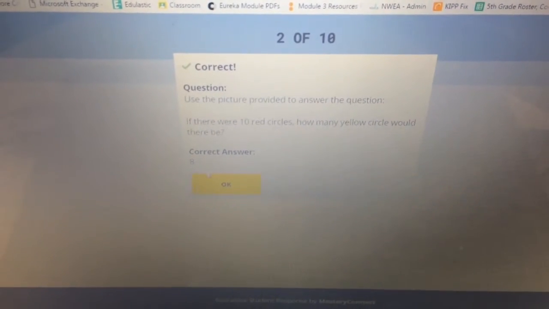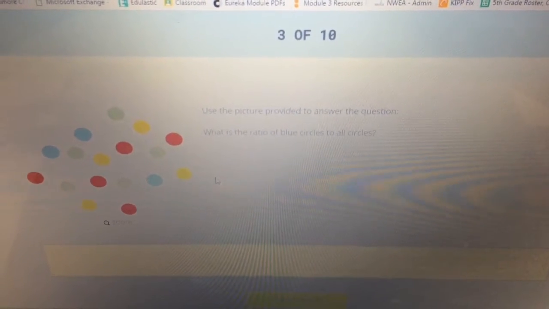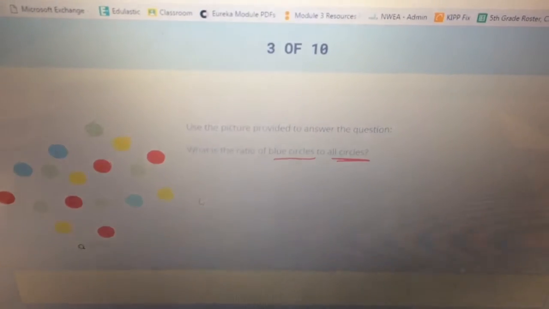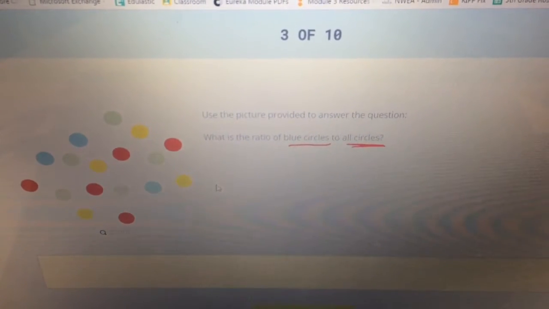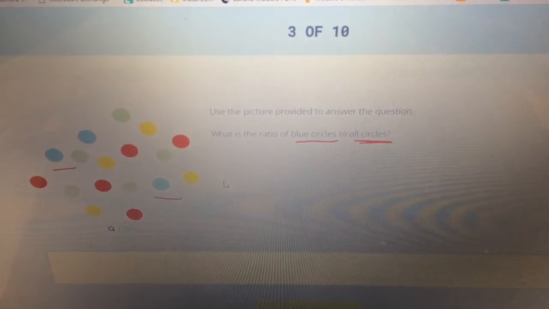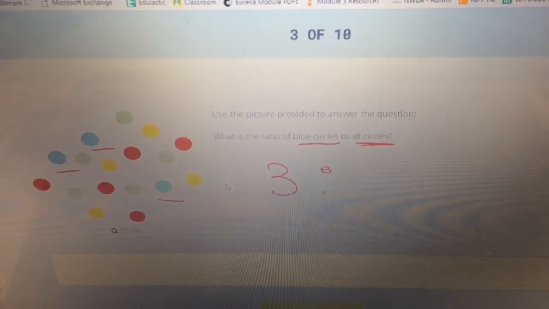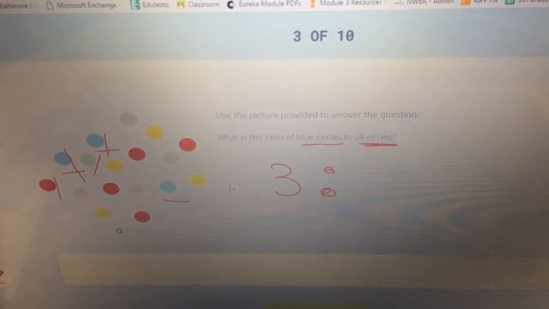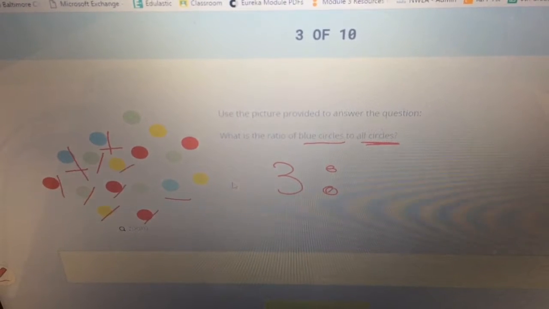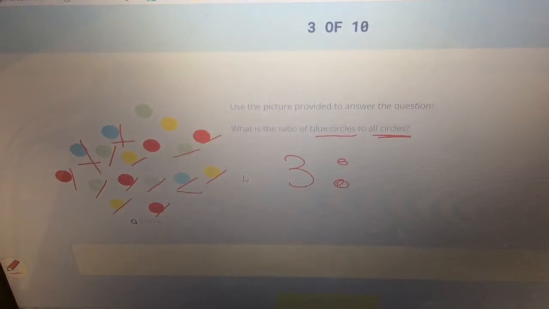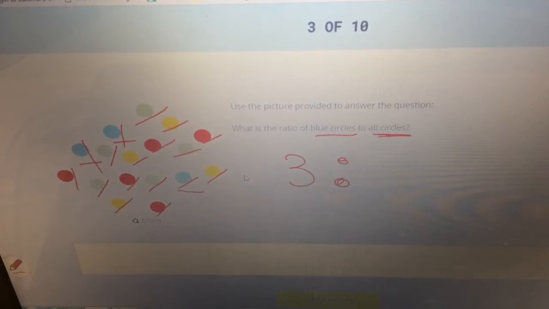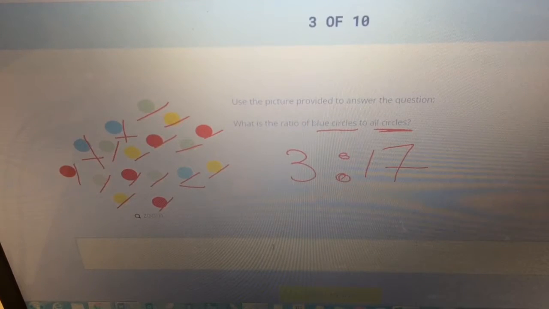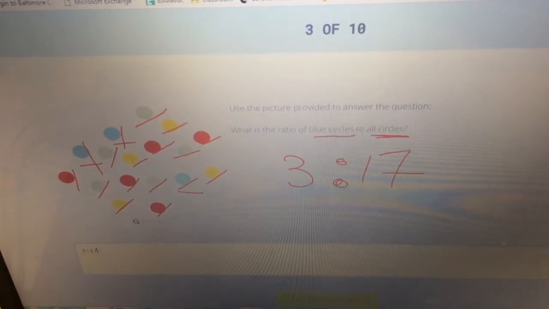Number 3. Use the picture provided to answer the question, what's the ratio of blue circles to all circles? All circles means we should add them all together, including the blue ones. So there are 1, 2, 3 blue circles. And we know that there are already 3 blue circles, so let's count them all. 1, 2, 3, 4, 5, 6, 7, 8, 9, 10, 11, 12, 13, 14, 15, 16, 17 circles in all. So I counted all of the circles, including the blue ones, to get a ratio of 3 to 17.